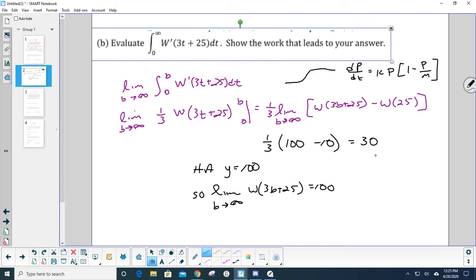B was worth 3 points. You had a point for knowing that you could go from here to here. You had a point for using the horizontal asymptote. And then you had a point for your value.